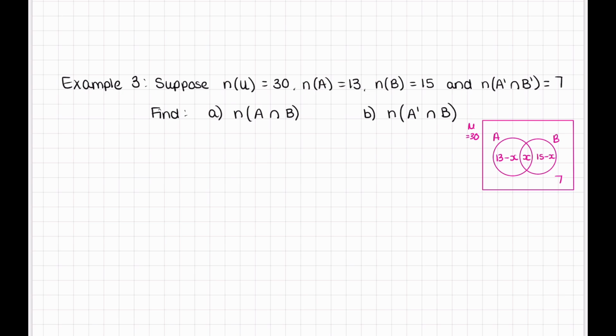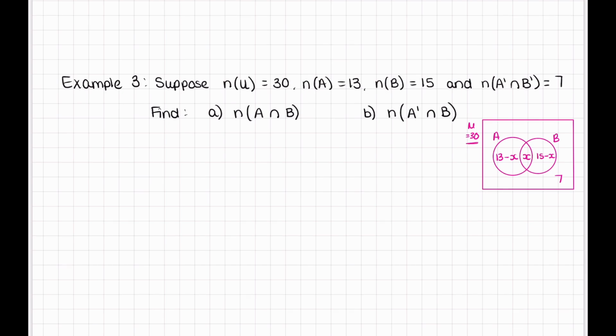We also know every single number in this Venn diagram has to add up to 30, because that's our universal set. So for part A, we know that 30 has to equal 13 minus X plus 15 minus X plus 7. All the numbers have to add up to our universal set amount of 30. Then from here we can just solve that to work out what X is.